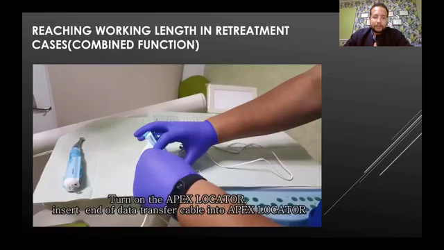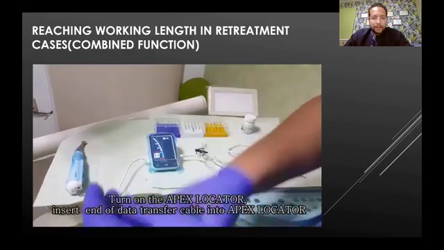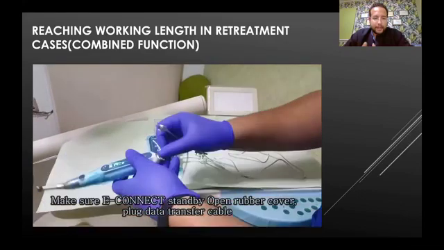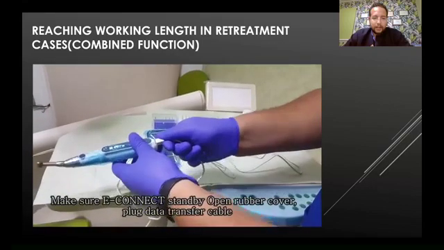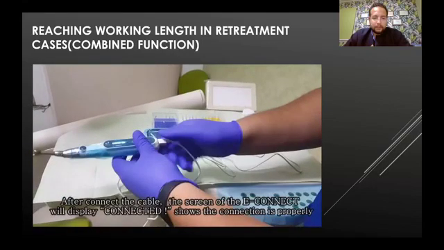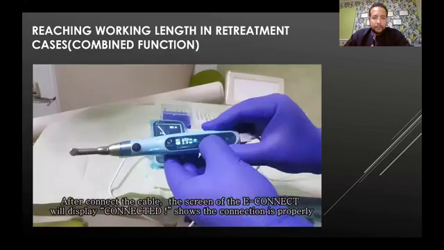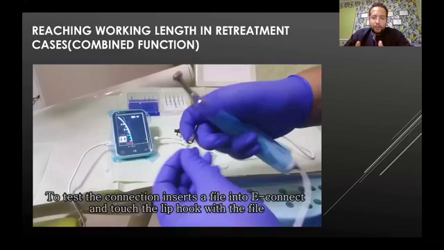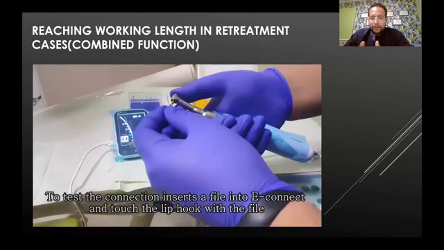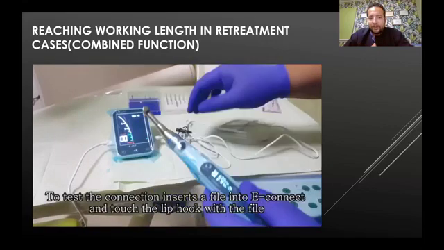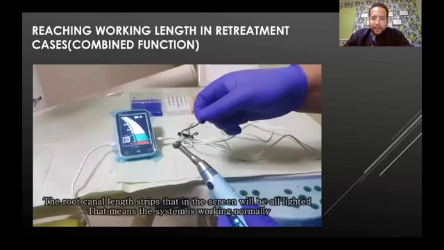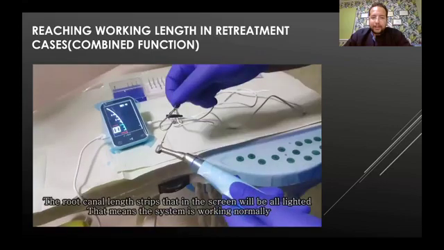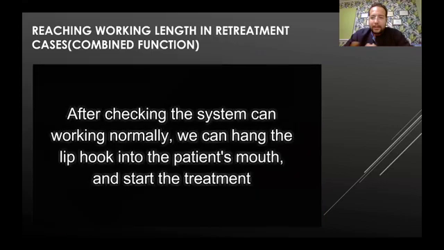You connect your apex with the apex locator. This connection. It's very easy. Then you put your file or retreatment file. I really don't use any retreatment file. I use a normal file to remove gutta-percha. You test it by touching the file. You will find the apex locator responds. Okay, now you are ready to use it.